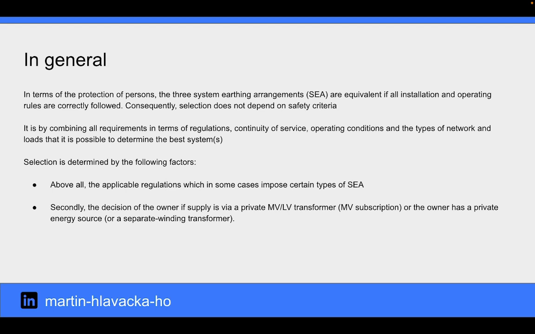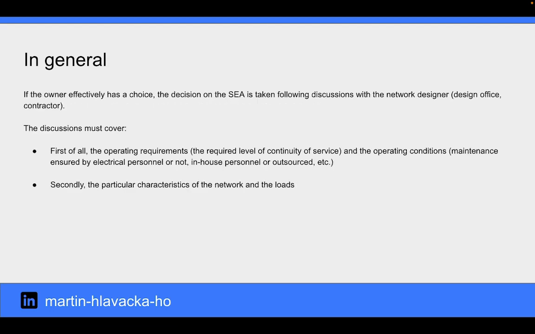Selection is determined by, above all, the applicable regulations, which in some cases impose certain types of system earthing arrangements. Secondly, the decision of the owner if the supply is via a private MV-LV transformer or the owner has a private energy source. If the owner effectively has a choice, the decision on the system earthing arrangements is taken following discussions with the network designer. The discussions must cover the operating requirements, the operating conditions, and the particular characteristics of the network and the loads.